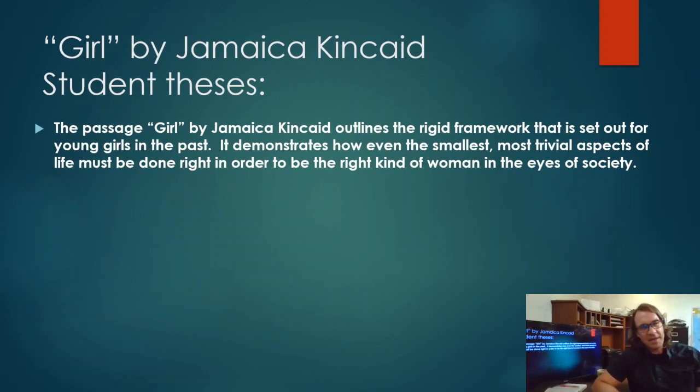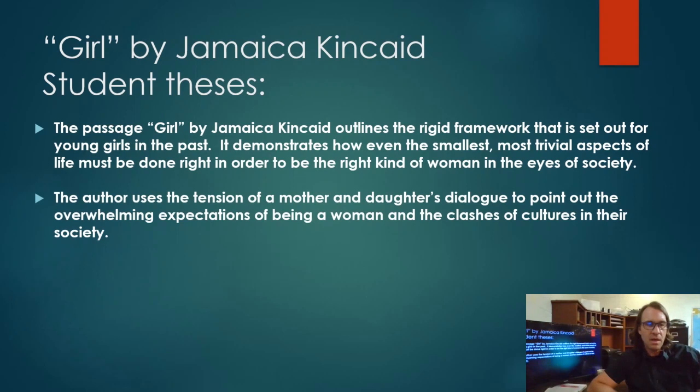"The passage 'Girl' by Jamaica," now it is a short story, but that's okay, we make mistakes, "by Jamaica Kincaid outlines the rigid framework that is set out for young girls in the past. It demonstrates how even the smallest, most trivial aspects of life must be done right in order to be the right kind of woman in the eyes of society." It is very similar to things that we said all along. "The author," again, if you haven't established it yet in your introduction, do use that last name, Kincaid, "uses the tension of a mother and daughter's dialogue to point out the overwhelming expectations of being a woman and the clashes of cultures in their society."